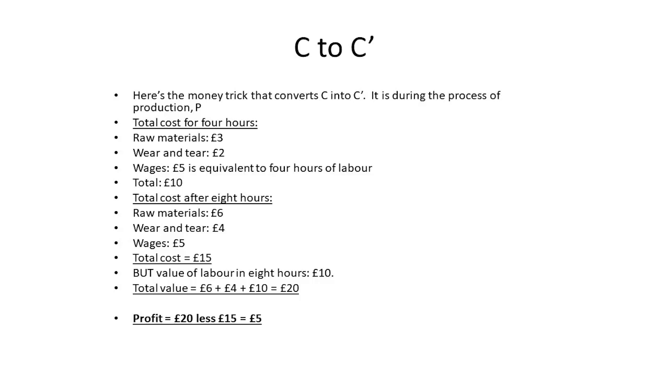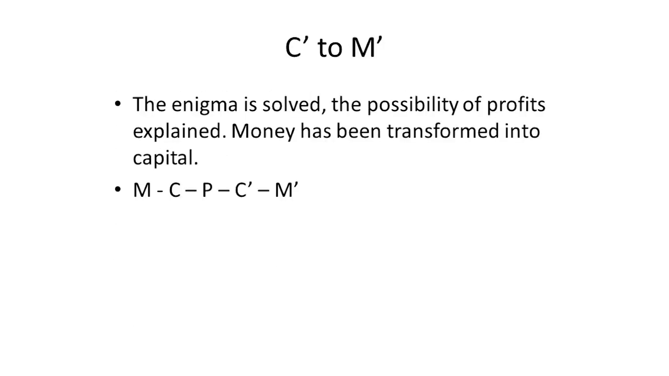So I now have a commodity worth £20: £6 plus £4 plus the £10 of value that you guys have created for £5, and so lo and behold, here is the profit, the money trick. It's a money trick because I've paid you £5, and that's a fair exchange, but you have given me more labour in labour hours, and therefore more value, which I can sell on the market for £20, and get a £5 profit. Thus the enigma is solved, the possibility of profits explained, money has been transformed into capital: M creates commodities, the production process, exploitation of labour.